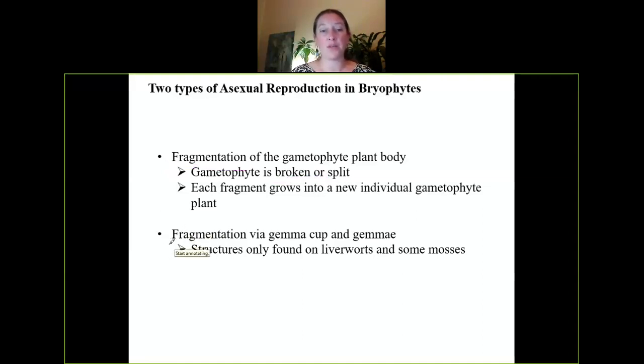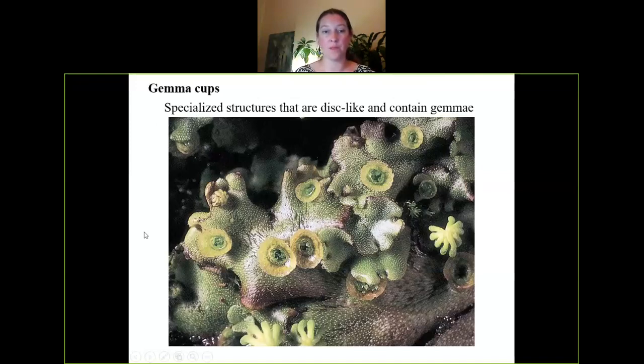Another way, also a form of fragmentation, is with these cool structures called gemma cups. Gemmae is how you say that, like a gemstone. Gemma cups and gemmae are only found on mosses and liverworts, mostly liverworts. Let's look at what they look like. You might have seen in some of the diagrams of the liverworts these weird cup shapes. Those are gemma cups.